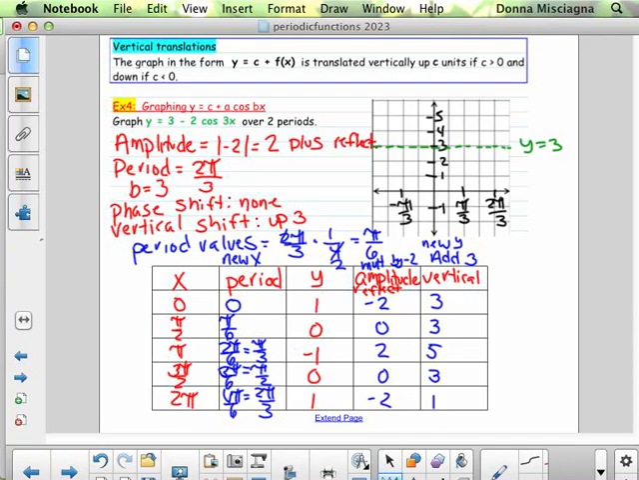We have 0, 3. Wait a second. We have an addition error there. Was I looking at the 0? -2 plus 3 is 1. So I'm looking at 0, 3. That is not in the right spot because this graph has been reflected.